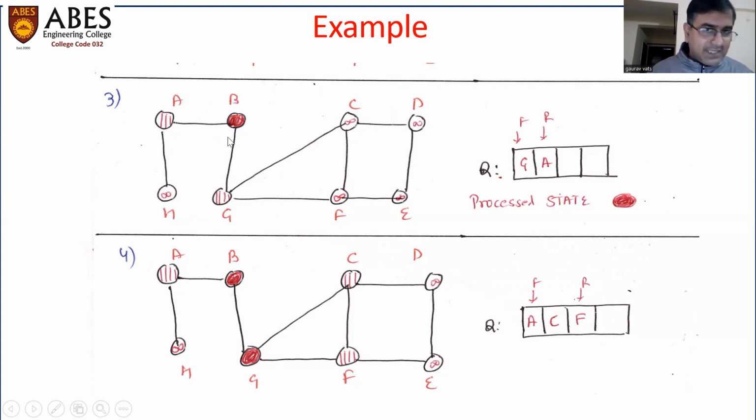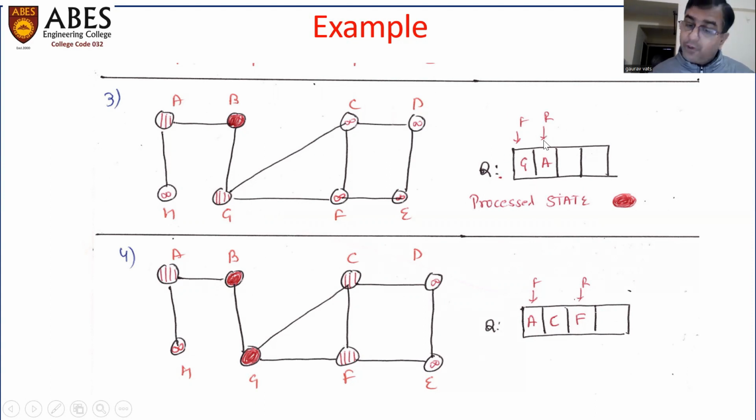B is the processed state. Now node B is in process state. Now A as well as G will be in the queue, and after getting into the queue, their status will be waiting state. Okay. Now again, our queue is not empty.